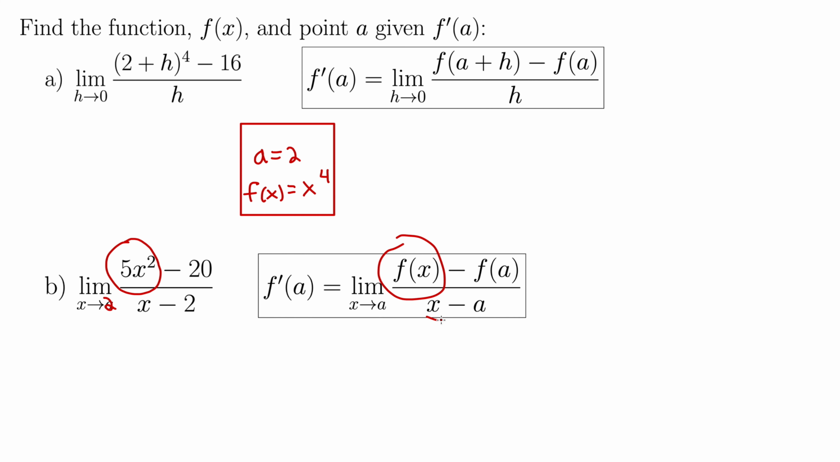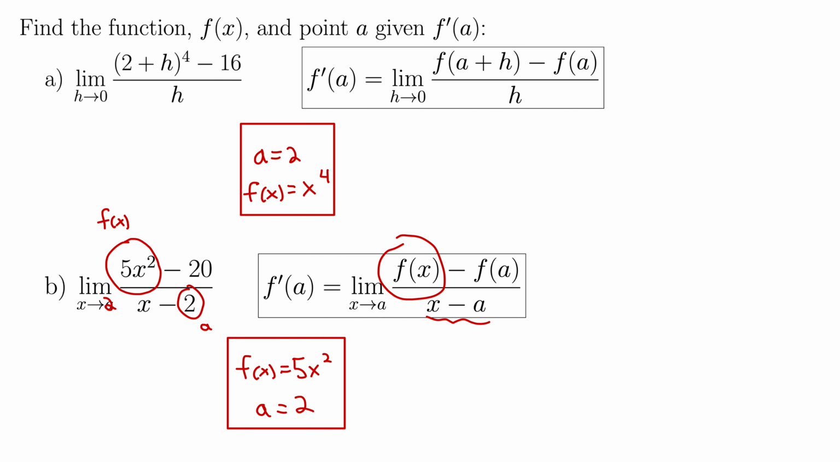And then we have x minus 2 down here, and in our definition, we have x minus a. So that tells us that a must be 2. So a is 2, 5x squared is f of x, and that does the trick. Okay, so these kinds of exercises really aren't too bad if you know what you're looking for.